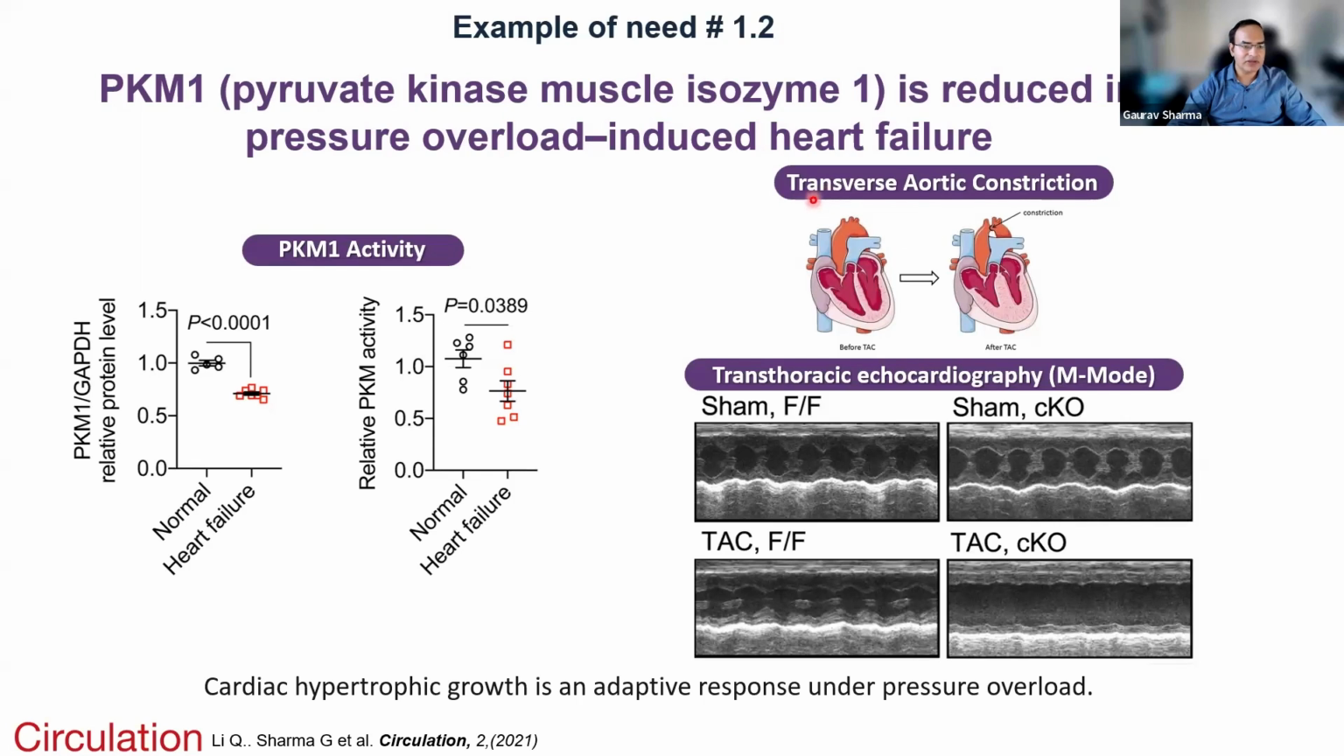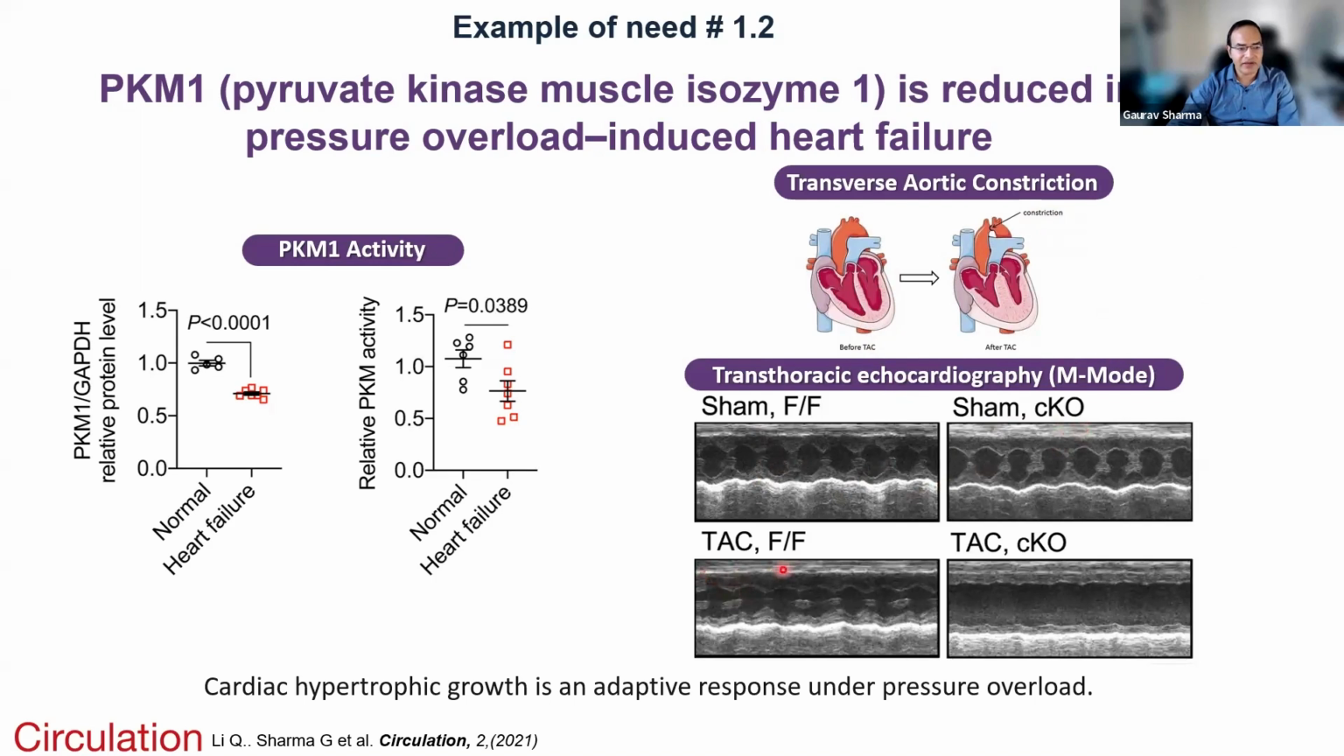This model is called the TAC model, transverse aortic constriction. What they do is they basically tie a tag here, creating a constriction. This is before the tag and this is after the tag. And then they look at the transthoracic echocardiography. And this is the sham, which serves as a control, and they have a sham knockout of the PKM1.